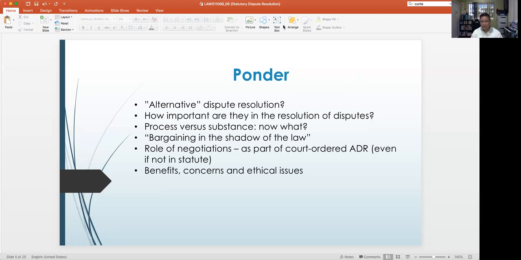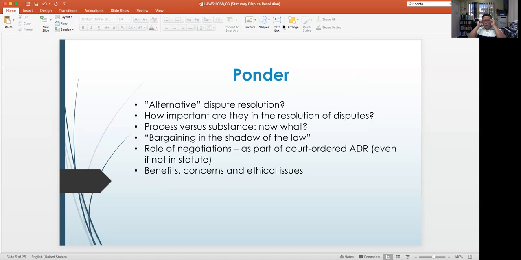A lot of these negotiations, based on the very widely cited journal article of Professor Robert Mnookin, Bargaining in the Shadow of the Law, and ADR processes are always done within the shadow of the law. It's always the contemplation and idea that the law always applies.